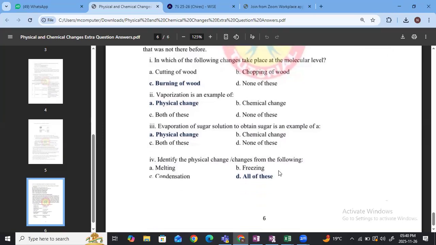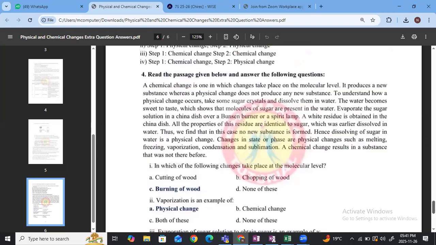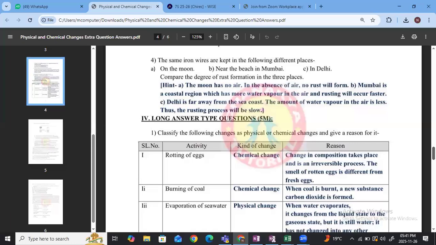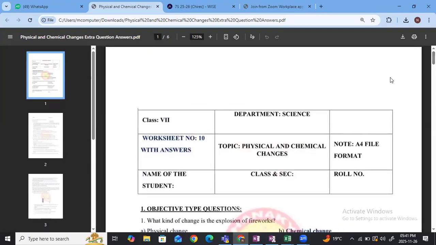Identify the physical change from the following. Which is the physical change? Melting is a physical change, freezing and condensation. So all of those are physical changes, all of them. So your worksheet for physical and chemical changes has been completed. If you have any doubt regarding this chapter, then you can ask. Now we are left with only 2 chapters, reproduction and respiration, which we will be going to discuss in detail.